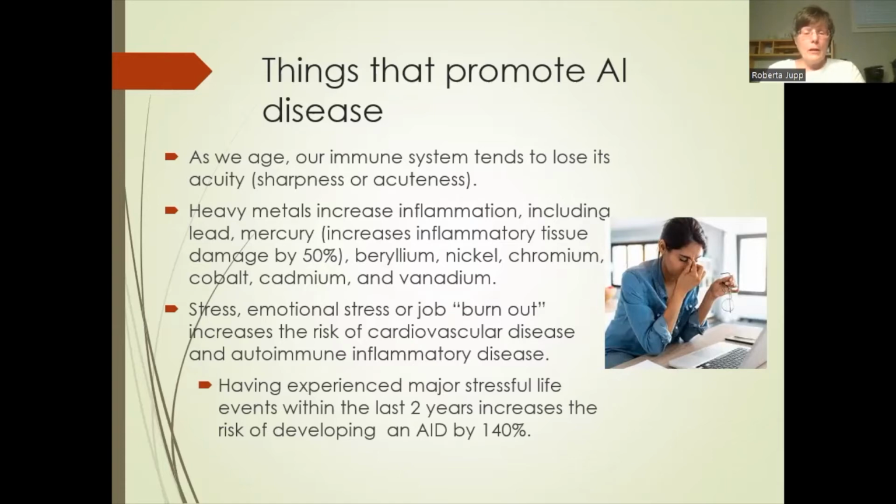If a person has experienced a major stressful life event within the last 2 years, the risk of them developing autoimmune disease is increased by 140%. That's how powerful stress is. So that's why it's important to try to balance our lives and relieve the stress if we can.